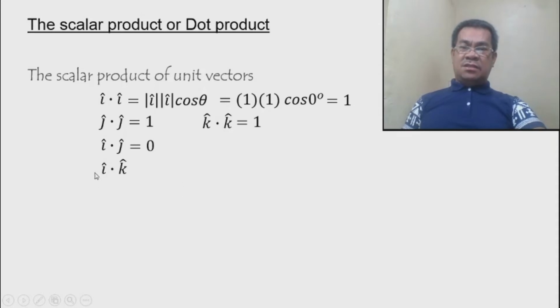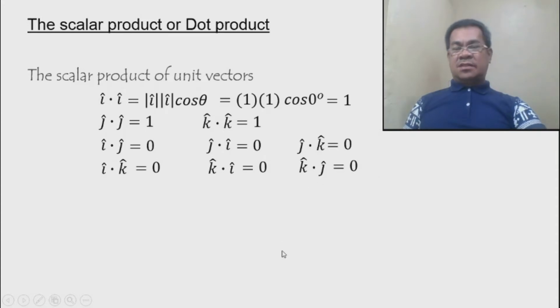So with that, i dot k is 0. What else? j dot i, the reverse, is also 0. The reverse of k and i is also 0. Then i and j, and k and j are also 0. These are the unit vectors. So we have to remember that the answer varies only between 1 and 0. The dot product of unit vectors is either 1 or 0.